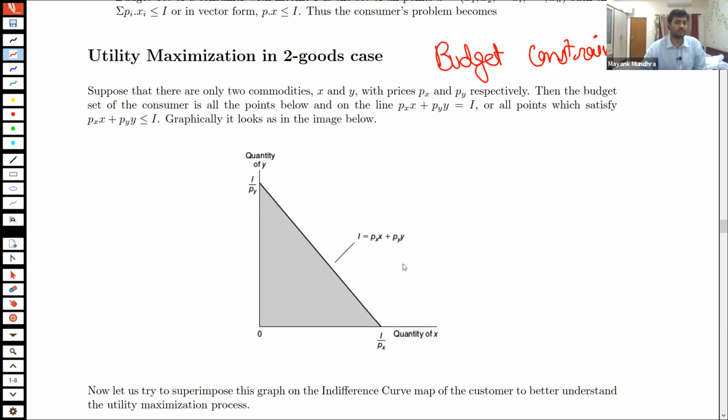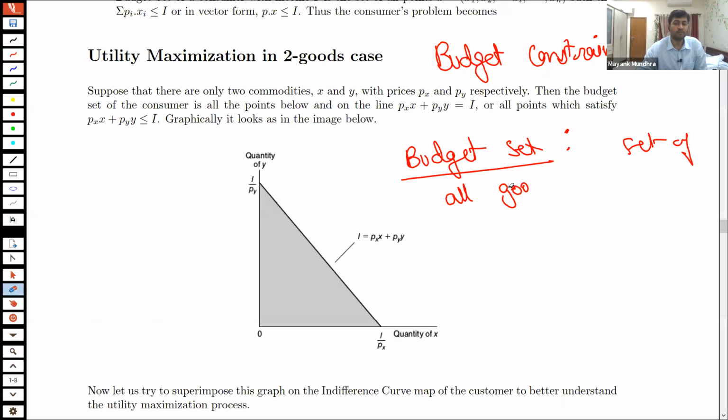So what is the budget constraint? Suppose we have an income I and prices of goods X and Y are Px and Py. So we are going to define the budget set. The budget set is basically the set of all goods, all bundles (X, Y), which are affordable.